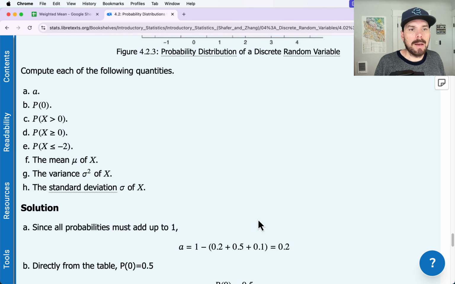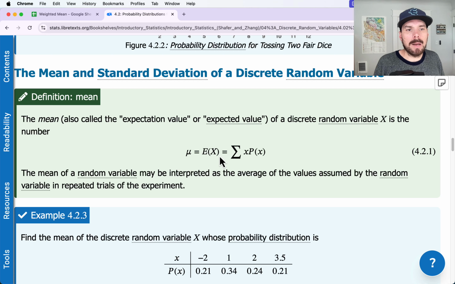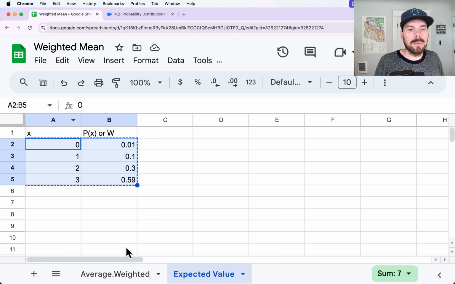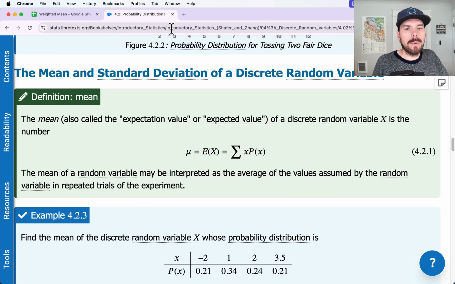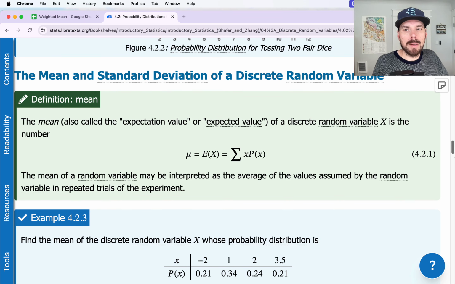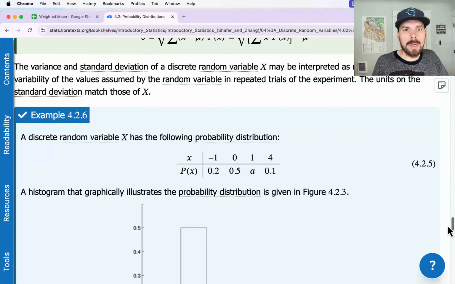I've got this Libra textbook open here to show a couple formulas. First, the mean or expected value is the sum of x times p of x. So it's the same way we would do the weighted mean. I'm going to do that by hand now though. So I'm going to create a column in my spreadsheet for x times p of x. And I'll create another one that I'll use in a minute for my standard deviation.